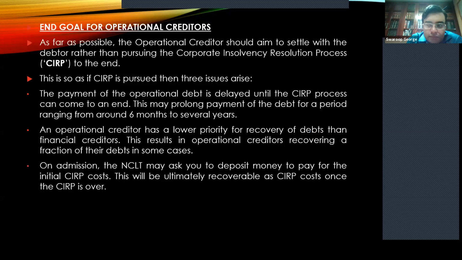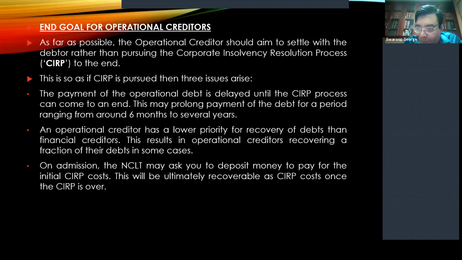Now, we need to examine what should be the end goal for operational creditors. Normally, when you file a suit, of course, you want the decree to come in your favor. But in a Section 9, if you win the case, what happens is the company is pushed into the corporate insolvency resolution process. Following that corporate insolvency resolution process to its logical end would not be advisable for an operational creditor. Why is that? Because there are a couple of reasons. Firstly, if you push it into the corporate insolvency resolution process, all the creditors will be called, and the goal of the CIRP is to have a resolution with all the creditors.